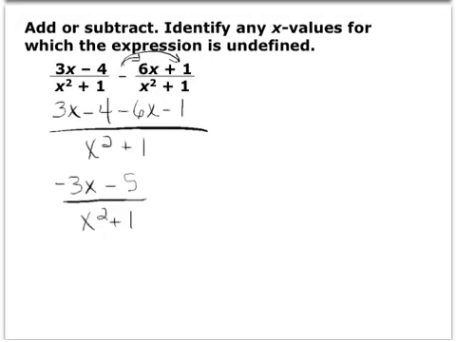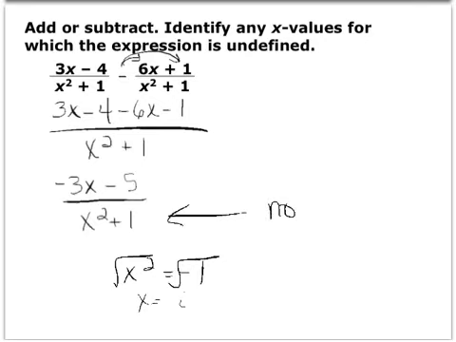And for undefined, if I set that denominator equal to 0 and solved for x, I get x equals i. So actually there is nothing I can plug in for x that would make that expression undefined, because I can't solve for the variable. If I plug in a negative 1, I square it first, and I'd have 2. If I plug in a positive 1, I square it, and I'd have 2. So there are no undefined values.